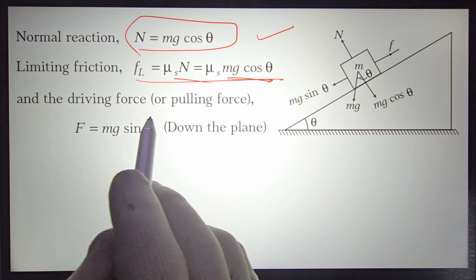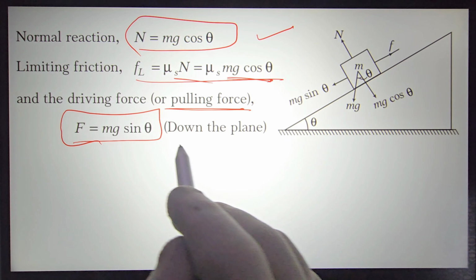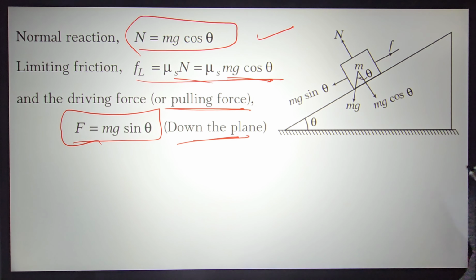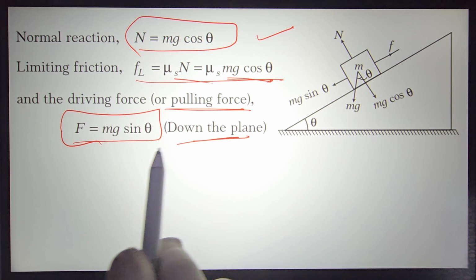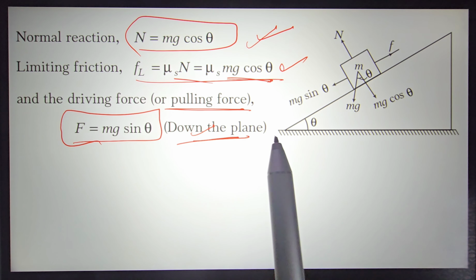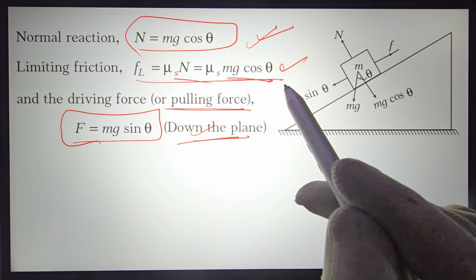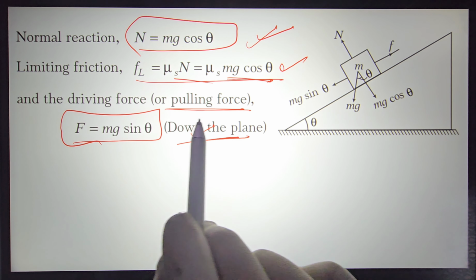So the driving force or the pulling force F is equal to mg sin theta. This is down the plane. You must remember this is basically pulling the block in the downward direction, right? From these three equations, 1, 2 and 3, what we are observing is that when theta is increased from 0 to 90 degrees, normal reaction N, and hence the limiting friction FL, decreases while the driving force F increases, right?